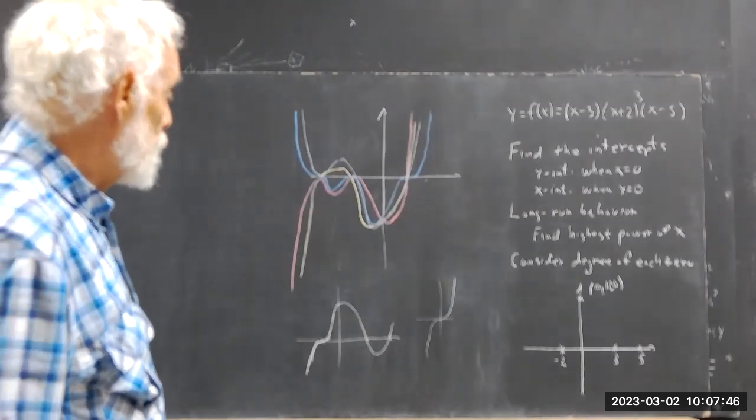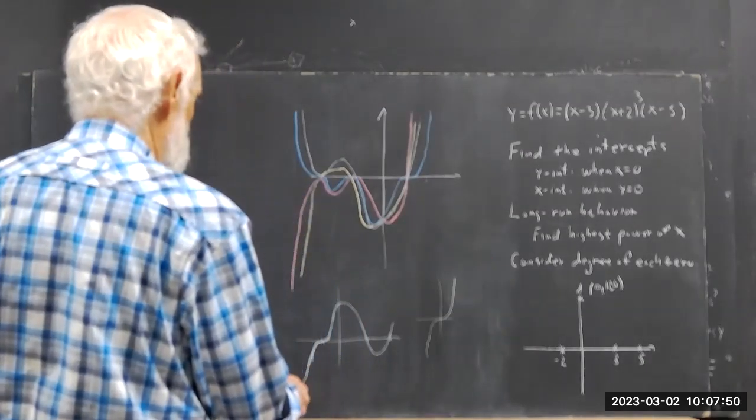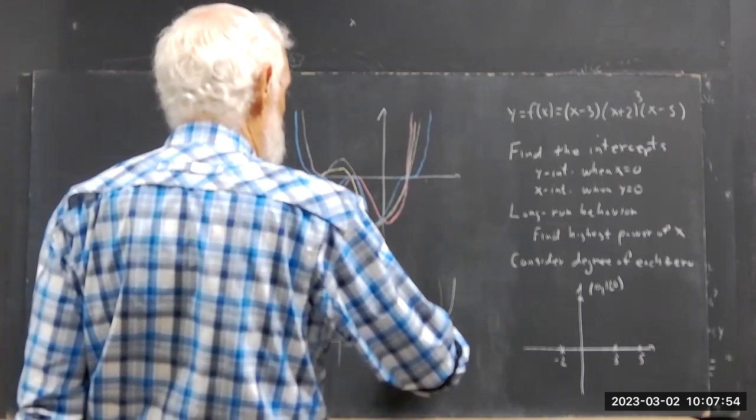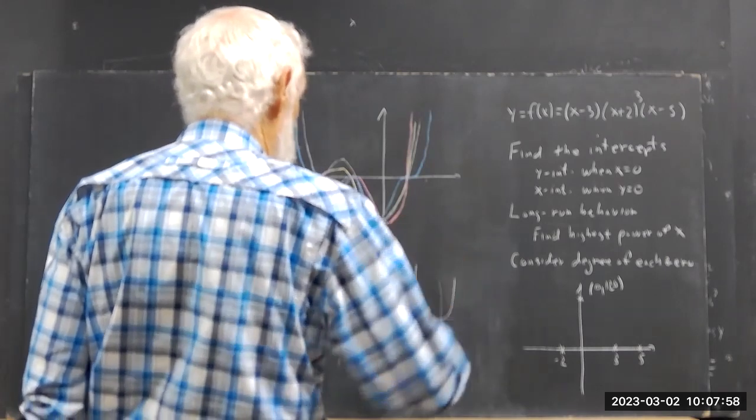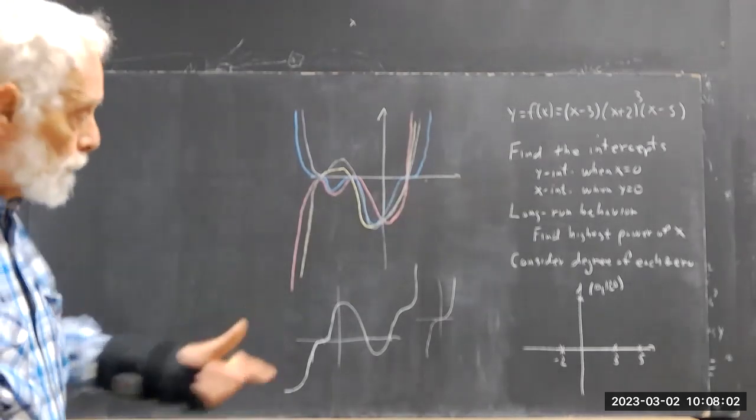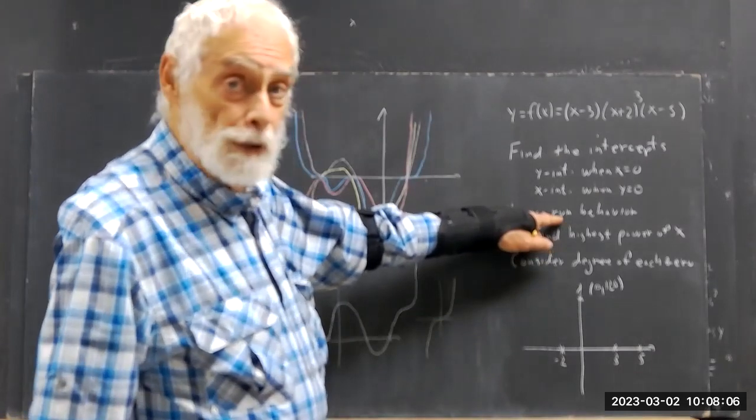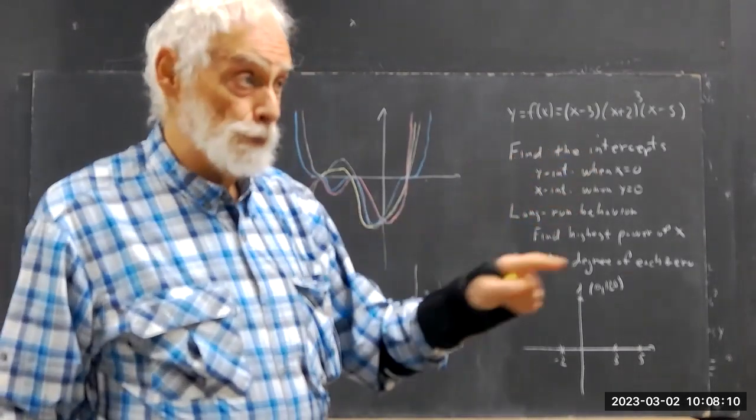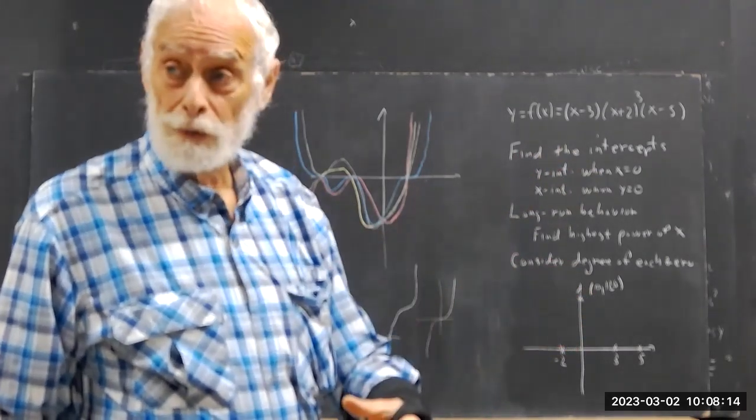Now, the next question is, what happens out here? Does it just kind of do this? And over here, does it do this? Around a little bit. Okay, what does it do? So there we have to look at the long run behavior. And that's the first thing we did in the first section of the chapter. We looked at the long run behavior of power functions.